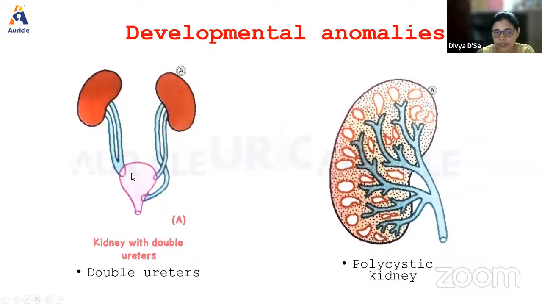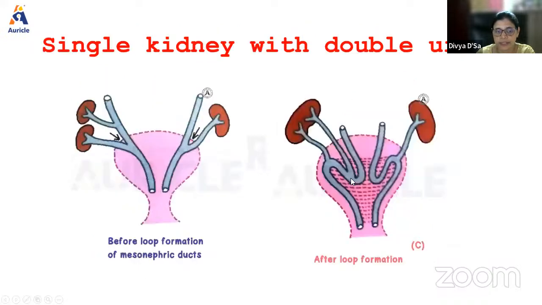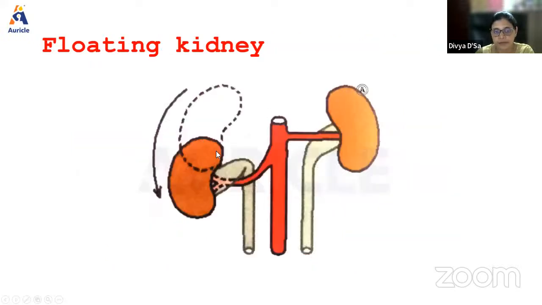Even the ureters, there may be double ureters, and sometimes the mass doesn't develop properly. Instead, there will be a lot of cysts within, which we call the polycystic kidney. Before loop formation, we have this. The loop forms and then it fuses to form the trigone, and the ureter opens here. Sometimes the kidneys will have a double ureter, or two ureters. Floating kidney is where the kidney is not fixed and can move easily, and it can cause kinking of the pelvis. So these are some of the abnormalities.